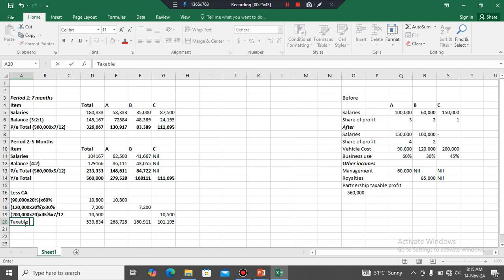Right? So now this is the taxable income. So now for each partner, the taxable income has been calculated, right? And then also for the total partnership, right, has also been calculated, taking into consideration these capital allowances for personal assets that are used by the partnership.